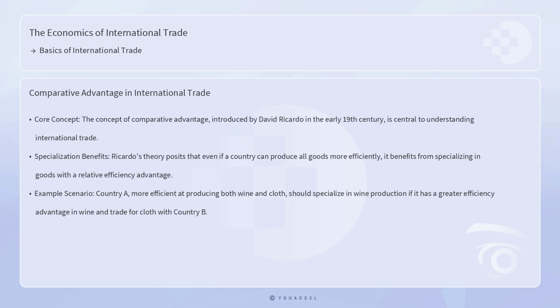consumption. For example, consider two countries, Country A and Country B. Country A is more efficient at producing both wine and cloth than Country B. However, if Country A has a greater efficiency advantage in producing wine, it should specialize in wine production and trade with Country B for cloth. This way, both countries can enjoy a higher overall output than if they attempted to produce both goods domestically.